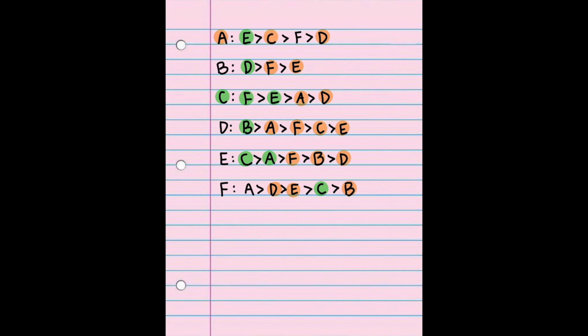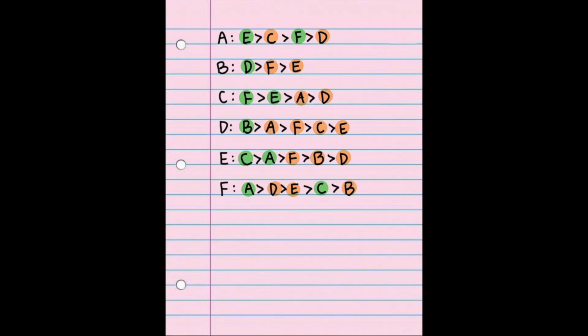And then F is going to propose to A, and so A has F added to the list, but nothing is left to remove. So these are the reduced lists. A has E and F, B has D, C has F and E, D has B, E has C and A, and then F has A and C. Now we begin to see how the Irving algorithm is different than the Gale-Shapley algorithm, as we can have two potential choices for one person.